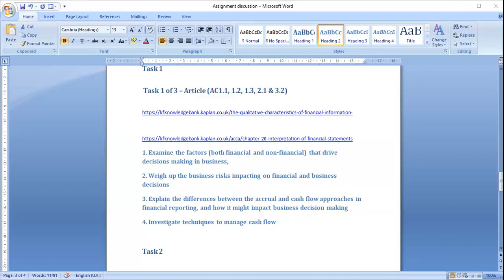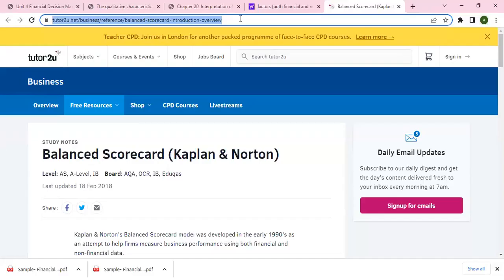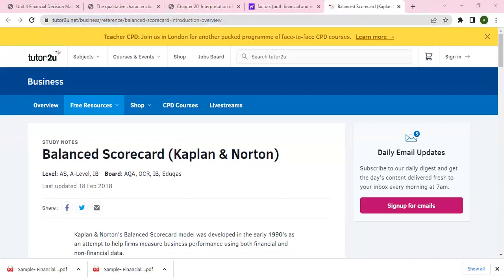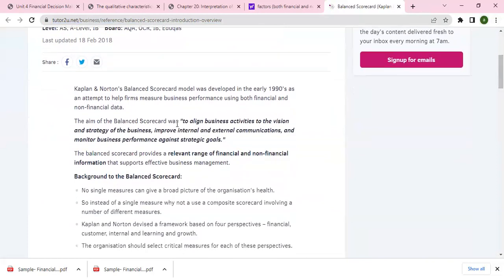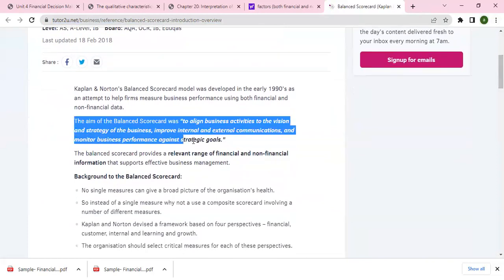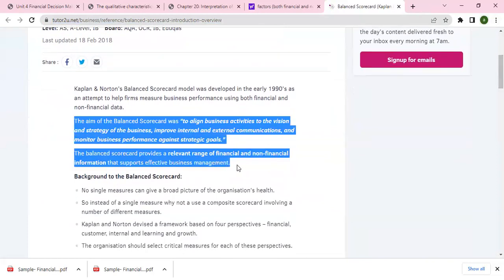That is quite good if you want to look around the balanced scorecard, which consists of different perspectives of business performance, financial and non-financial. So let's say you're looking at the balanced scorecard: this helps us look at financial and non-financial information to help you make the decision.